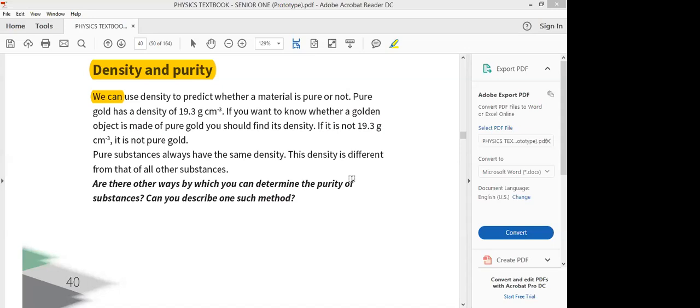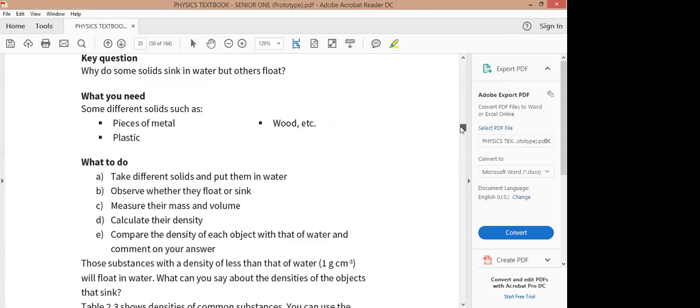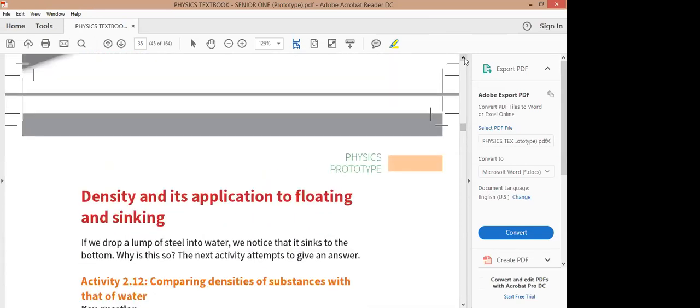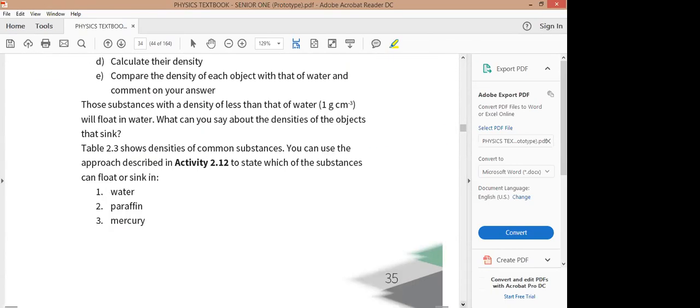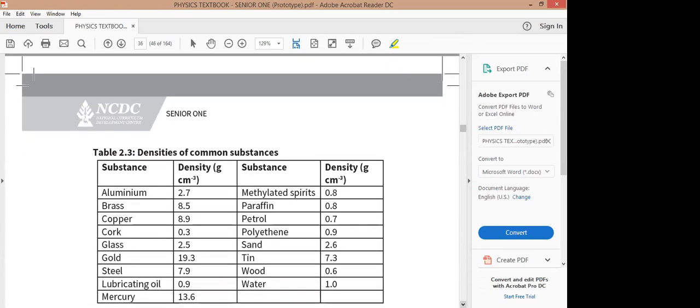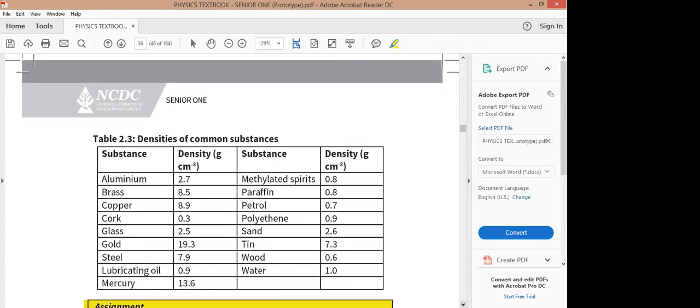Okay, so you are always going to discover that you are given a certain table. You are given a table exhibiting densities of substances. Yes, madam, you can show us that table. So we have that table. That table shows us densities of common substances. I want specifically somebody to tell us the density of water. That value is very, very important.